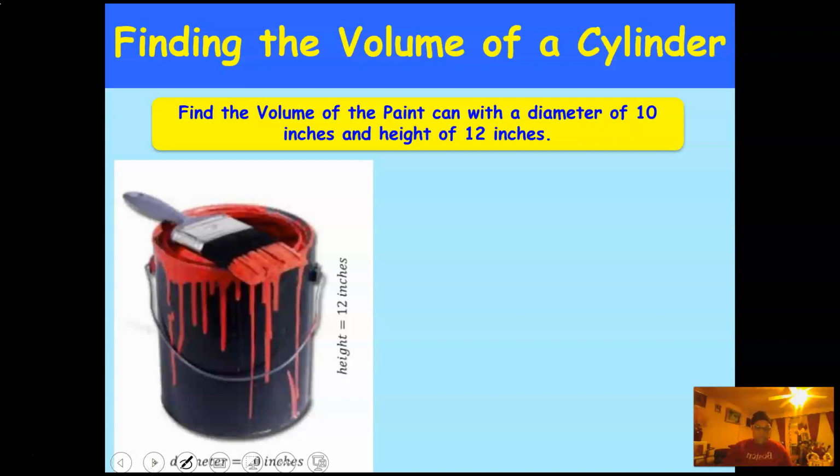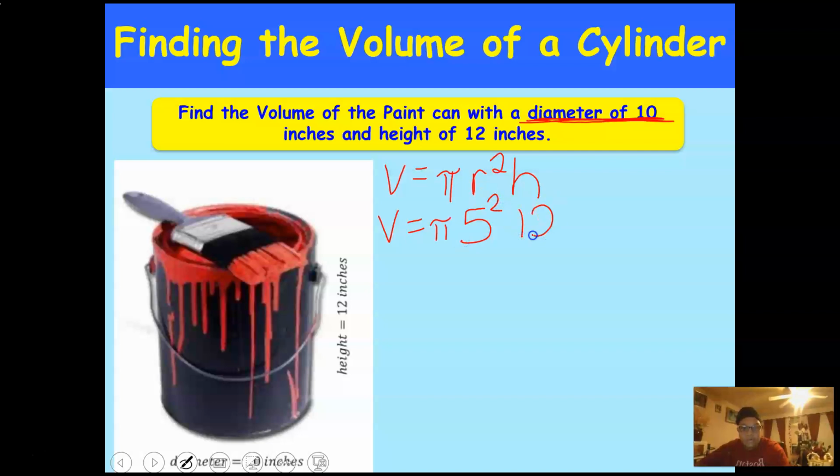Here we're going to look at a can of paint, the volume of a cylinder, since a can of paint represents the shape of a cylinder. To find the volume of a cylinder, volume equals pi times r squared times the height. Let's look at the given information here. Once again, the diameter is given, so half the diameter would be 5. So we're going to say pi times 5 squared times the height, which is 12.